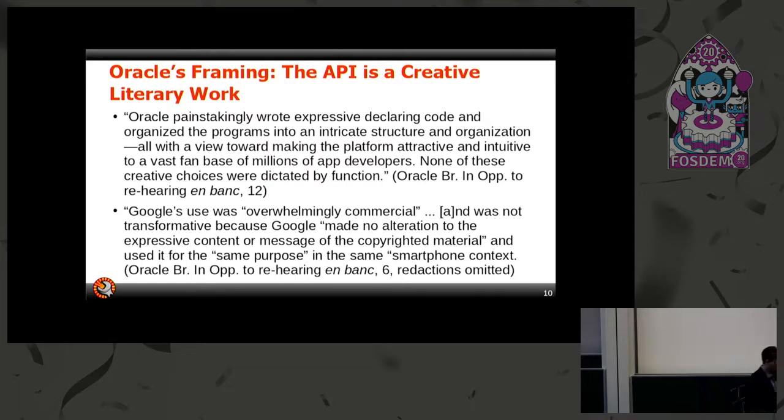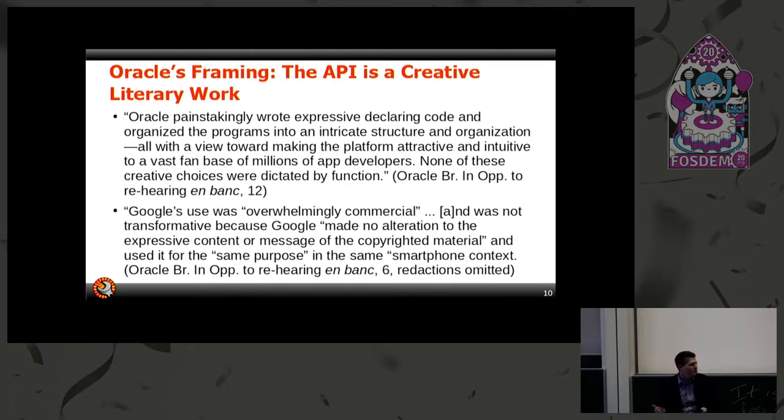With regard to fair use, they're also talking a lot about this idea of the creativity and the work that they put into it. One of the core elements of fair use is that it shouldn't override and shouldn't displace the commercial prospects of the original author. It shouldn't displace the original work. And so they're saying, what we did is we created essentially a very popular literary work. We had millions and millions of fans, and they decided that this was something that they wanted to copy. Google's use was overwhelmingly commercial, and it was used for the exact same purpose. It doesn't matter that you change the context.